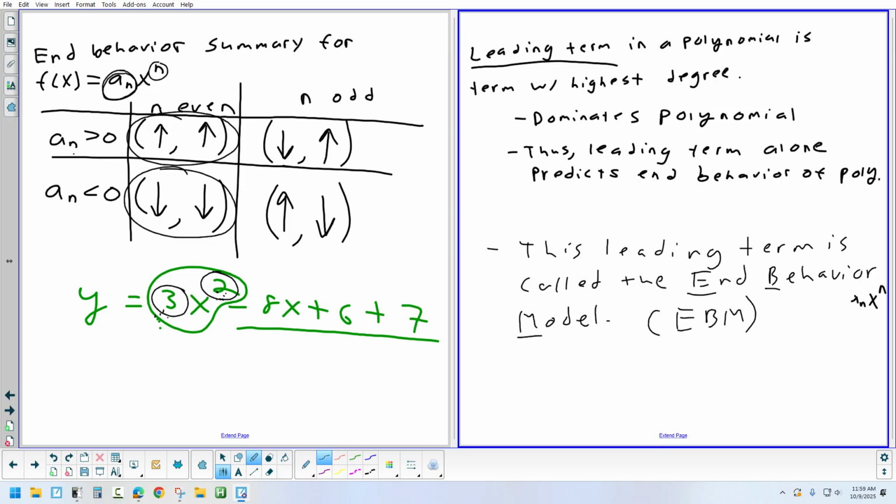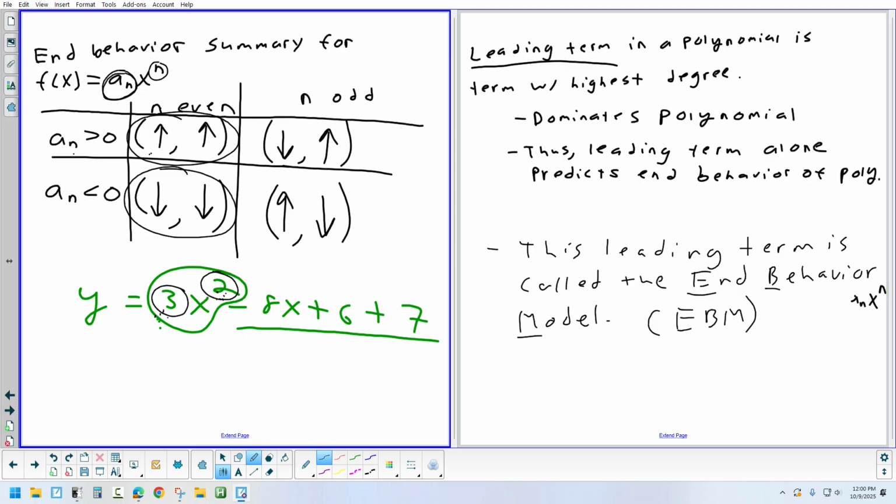So in this particular problem, if I asked you for the end behavior, that's where you tell me the two arrows: up, up. If I ask you for the end behavior model, you would say 3x squared. So the end behavior model is the leading term. The end behavior is up, up. So the difference between what's the behavior and what's the model: the model is the actual term. The leading term is called the end behavior model.